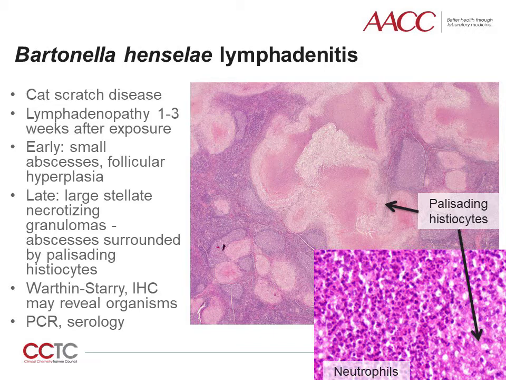Later, small abscesses develop. These progress to form large stellate granulomas with a rim of palisading epithelioid histiocytes that surround areas of necrosis and neutrophilic debris. Organisms may be detected on Warthin-Starry or immunohistochemical stains. Serology and/or PCR studies are often necessary to confirm the diagnosis.